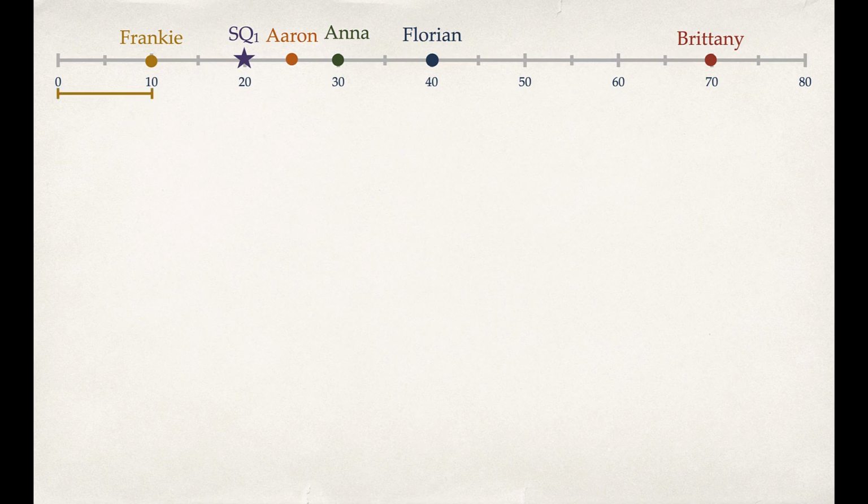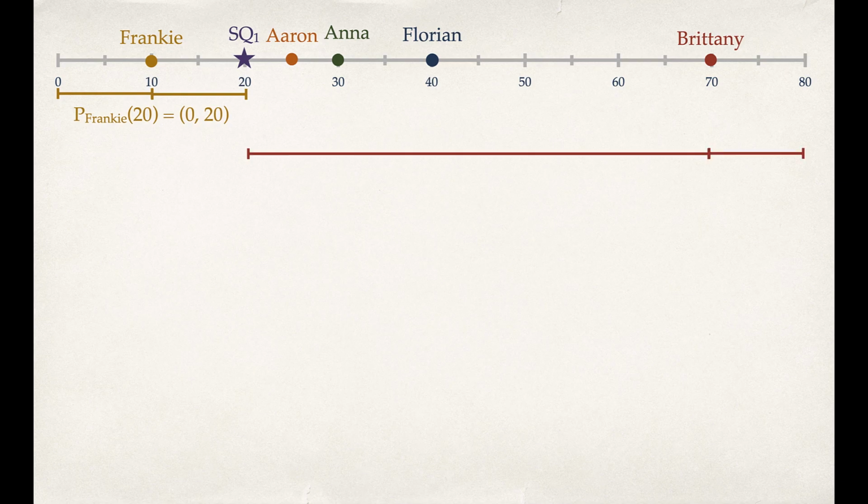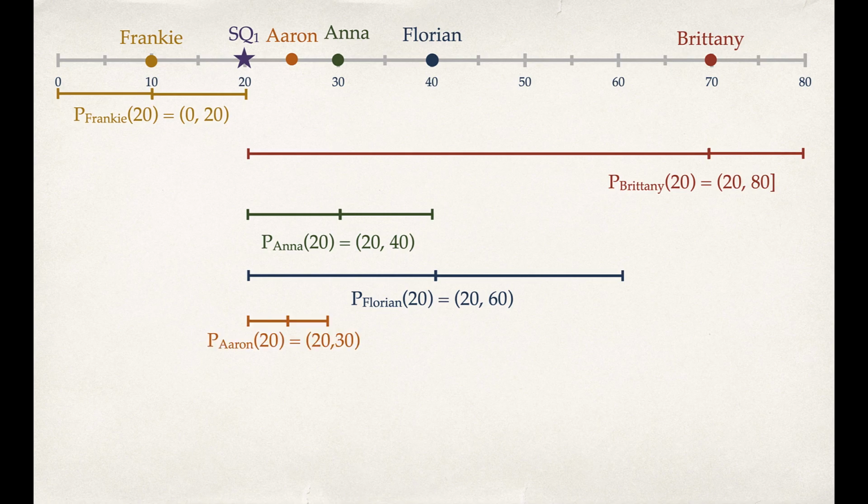So let's take a look at everybody's preferred-to sets. I'm drawing in everybody's preferred-to sets. Is that everybody? 1, 2, 3, 4, 5. Yes. Frankie prefers everything between 0 and 20, not including 0 and 20. Brittany is way out here at 70. She prefers everything between 20 and 70.